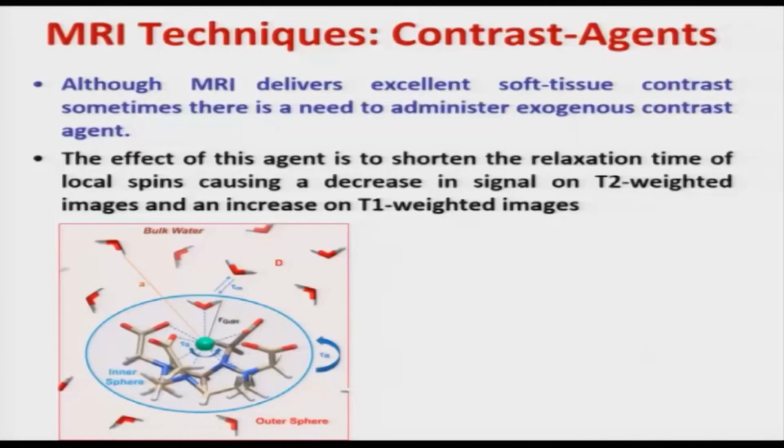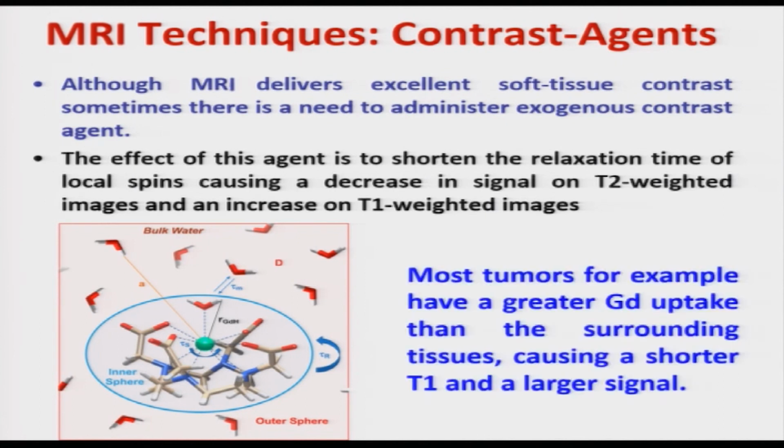And a typical contrast agent is shown over here. As you can see, water molecule is ligated, metal has to be paramagnetic, there should be unpaired electrons on the metal, and this water can be exchangeable with neighboring bulk water. Now, most tumorous cells, for example, have a greater gadolinium uptake than the surrounding tissues, causing a shorter T1 and a larger signal. So, one can easily trace the tumorous cell.